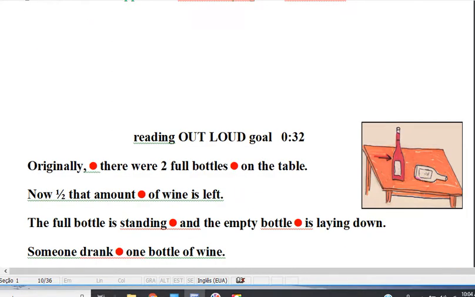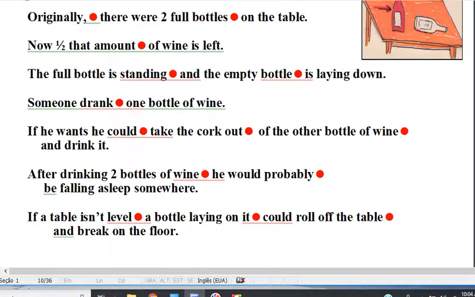Okay, you're reading out loud goal. Here we go. Originally, there were two full bottles on the table. Now half that amount of wine is left. The full bottle is standing and the empty bottle is laying down. Someone drank one bottle of wine.